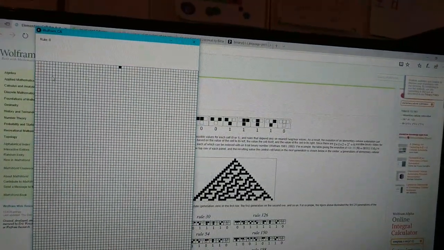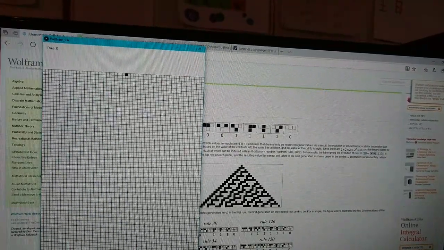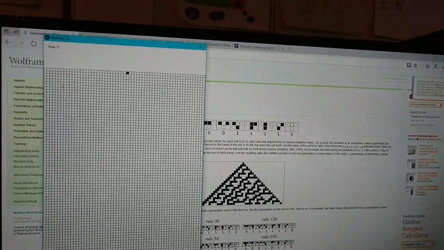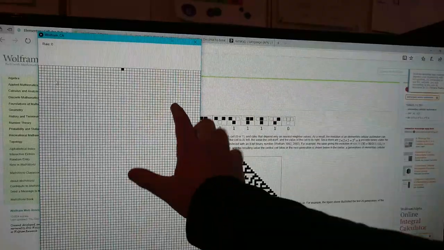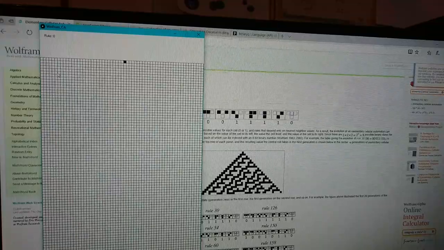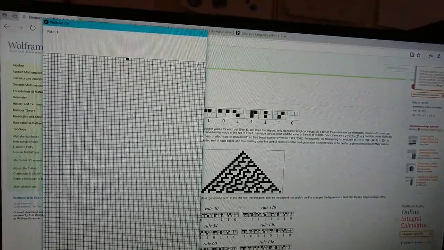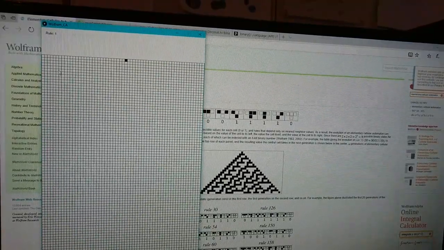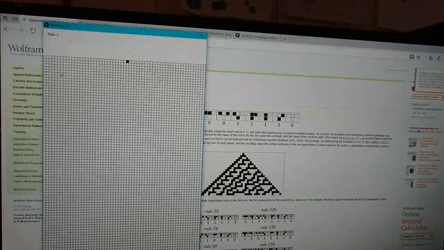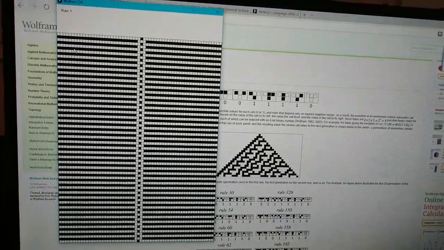So rule 0, that's 00000000. That's all it does. No matter what, always leave it just like this. What if I type in 1? If I press 1 on the keyboard, it looks like this: 00000001. And now I'm going to hit enter. Well, look at that. Now I get this pattern in all the rows.